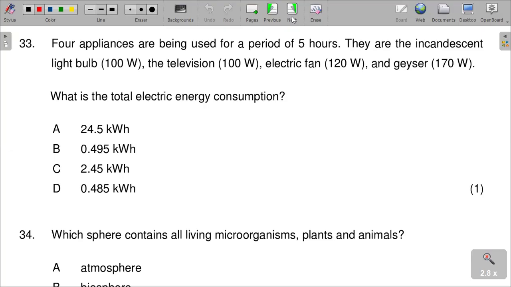You can add all those ones, and then you get your answer in kilowatts. So what I'm saying is when you add those, you can see that you can get 2.45.